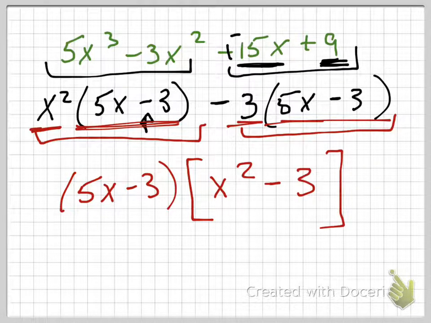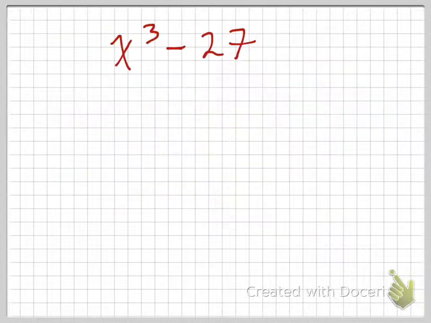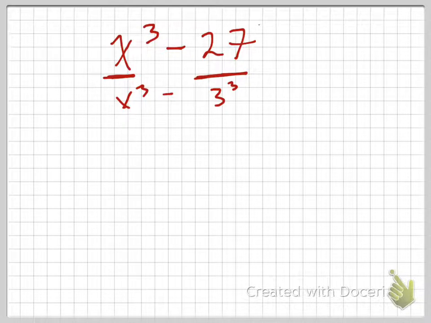Now, notice this doesn't factor any further. It looks like it might, because it looks like it might be a difference of perfect squares, but it's not, because 3 is not a perfect square. So this is called a difference of perfect cubes. Notice how that's x cubed and that's 3 cubed, right? So when you have a difference of perfect cubes, this is x cubed minus 3 cubed. This actually factors as well.